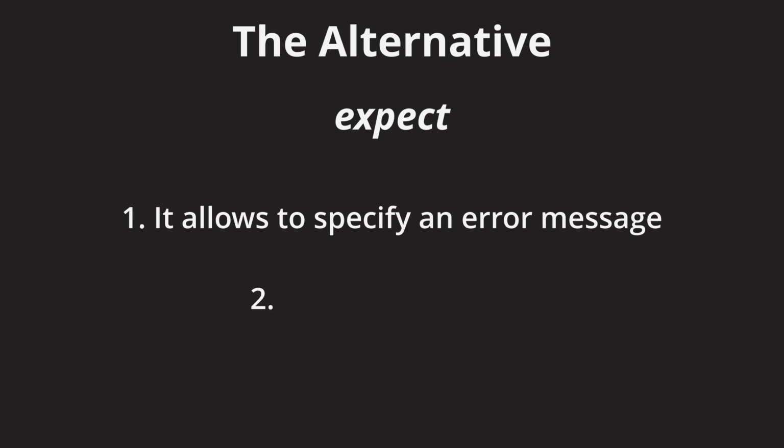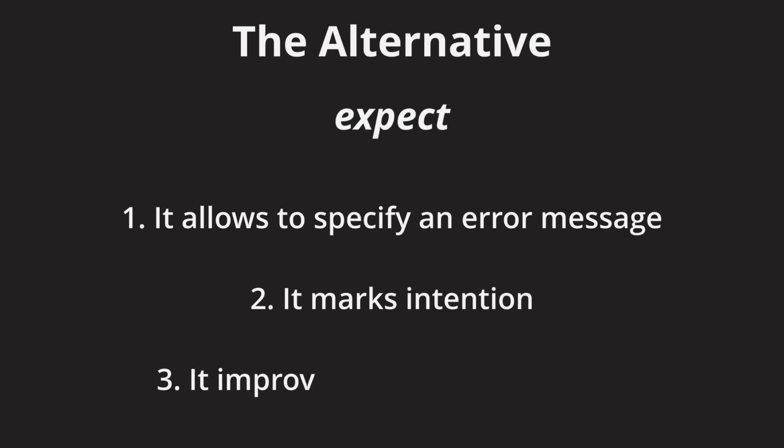And second, it marks intention. The name of the method already says, I expect this to be there. And it additionally implies, if it isn't there, I made a mistake. That's some very good information for anyone reading our code, asking themselves why we did certain things the way we did. And lastly, it's a great example of good self-documenting code.